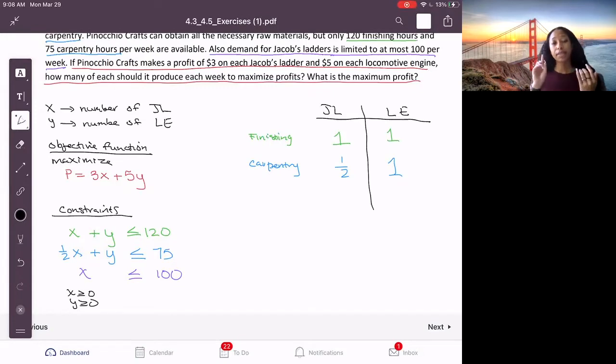So we're going to type in that we're maximizing P equals 3x plus 5y, subject to x plus y is less than or equal to 120. 1/2 x plus y is less than or equal to 75. And x is less than or equal to 100. Did we miss anything? That's everything. All right, let's try it.